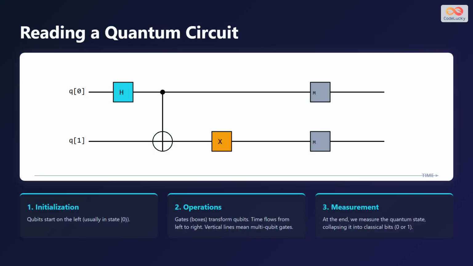We visualize programs using quantum circuits. You read them from left to right, which represents the flow of time. The horizontal lines are the individual qubits. The boxes on the lines are the gates being applied to them. At the very end, we perform a measurement. This collapses the delicate quantum state back into a classical 0 or 1 that we can actually read and use.